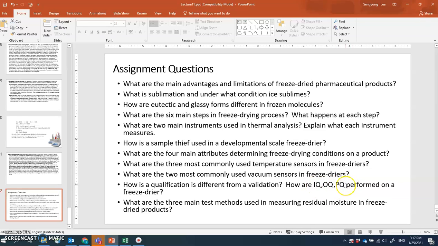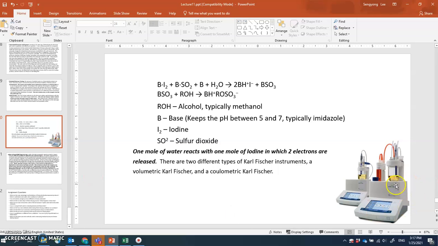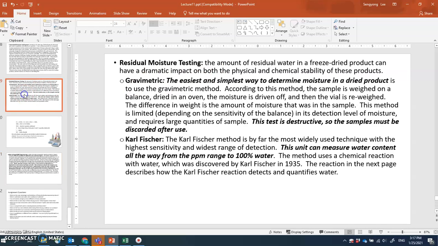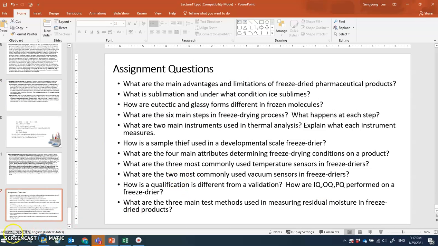Understand that, right? Finally, what are the 3 main test methods used in measuring residual moisture content in freeze-dried product? Remember, one is the Karl Fischer titrator. Another one was near-infrared spectroscopy. And finally, one more is gravimetric: just measure the weight difference before and after freeze drying. Okay, 3 methods. So that's it.